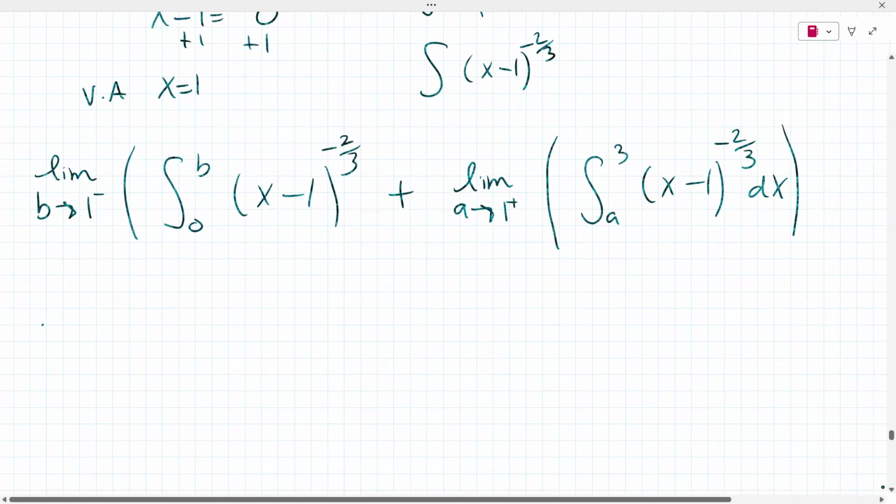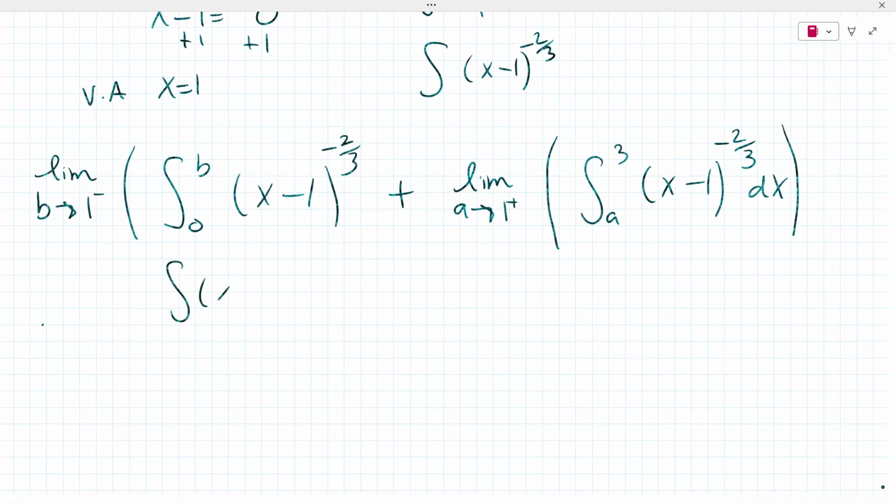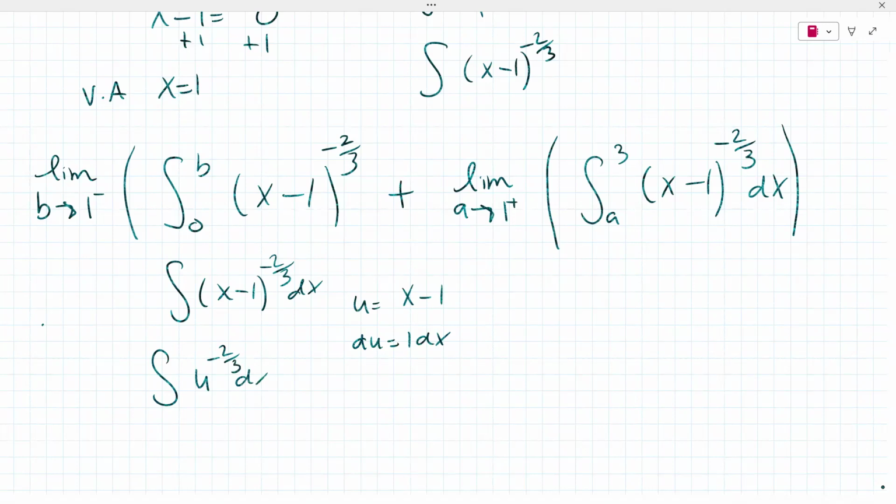So I guess you could do some kind of u substitution, right? The integral of (x minus 1) to the negative 2/3 dx, you can definitely do some kind of u substitution. Your u would be x minus 1, your du would be 1 dx, that's nice. So it's going to be u to the negative 2/3 du. And the integral of u to the negative 2/3 is 3u to the 1/3, or 3 times (x minus 1) to the 1/3.